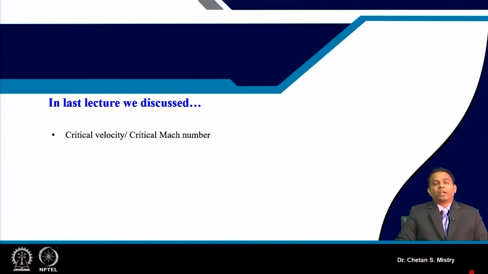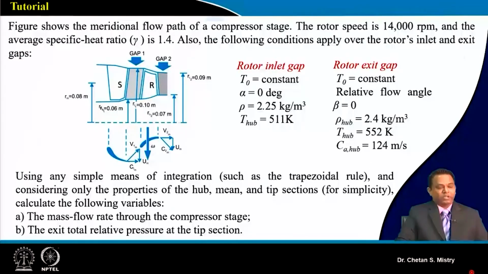So in line with that, let's move ahead. Let's take a numerical, which will give an idea of how we use all we have learned up till now. Here it says the figure shows the meridional flow path of a compressor stage. The rotor speed is 14,000 rpm and the specific heat ratio is 1.4. The following conditions apply over the rotor inlet and outlet gaps.